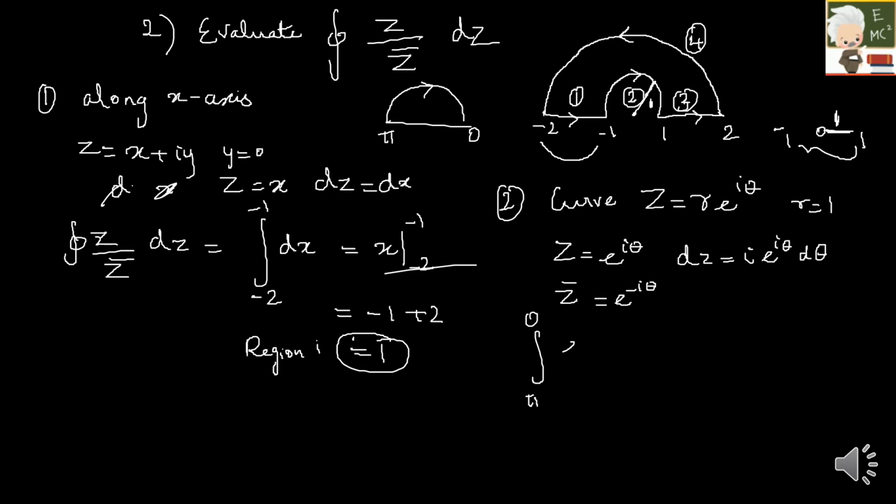So my z is e raised to i theta and z bar is e raised to minus i theta. Into what is your dz value? It is i into e raised to i theta d theta. So which will be integral pi to 0 e raised to 3i theta, like I'm writing the i outside the integral, i into d theta. So I will continue from this step in the next slide.